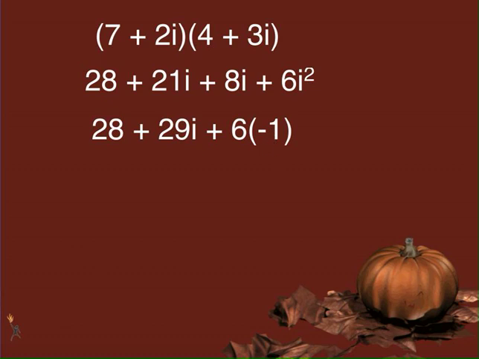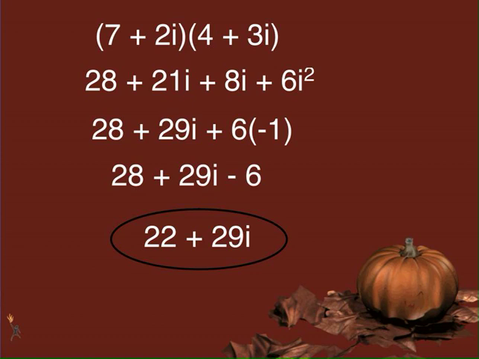I didn't go through all of the distribution pieces because you already know how to do that. If you need extra practice, look back at that. Then multiplying the 6 times the negative 1 gives me negative 6. And now I have 2 more like terms I could combine. 28 minus 6 adds to 22. And of course I need to remember to add my 29i.